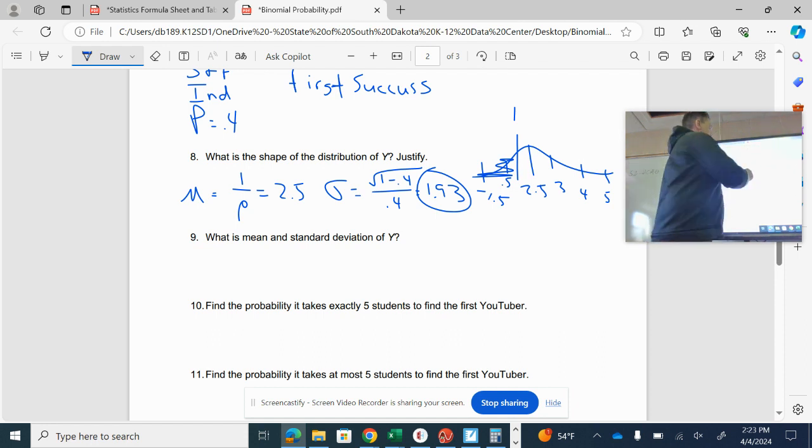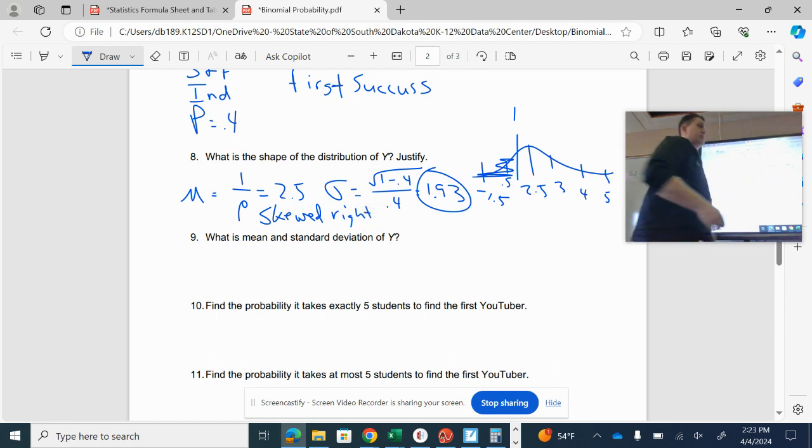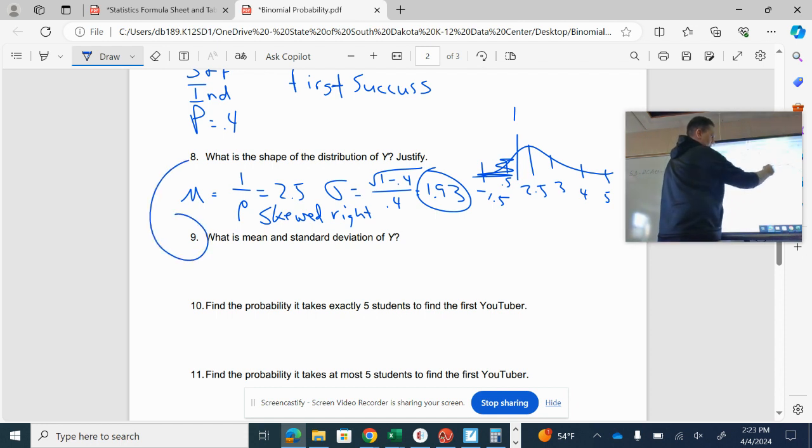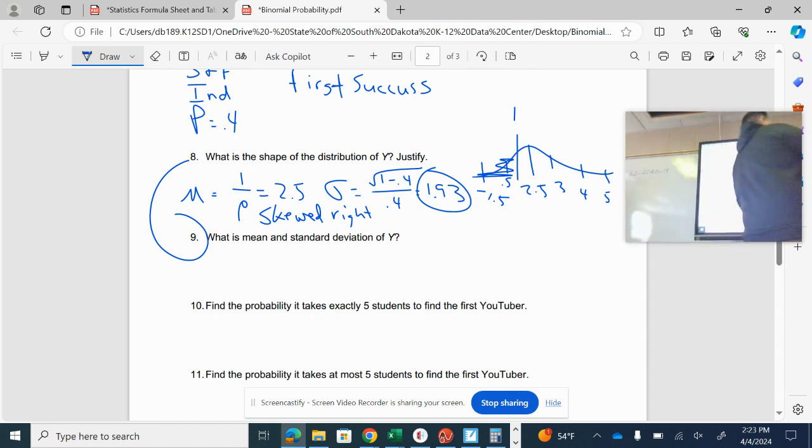So therefore, it is skewed to the right because you can't have negative values. You can't even have a 0 value because you can't find it on a 0 draw. First draw is the lowest you can find it. Okay, I already did the mean and the standard deviation, so I'm going to default to that, and we use that in combination. So we'll continue.